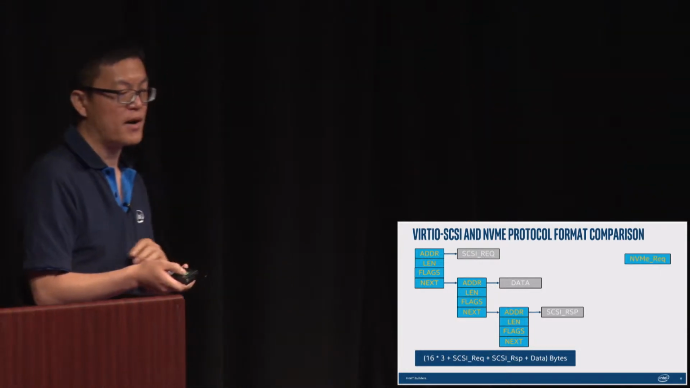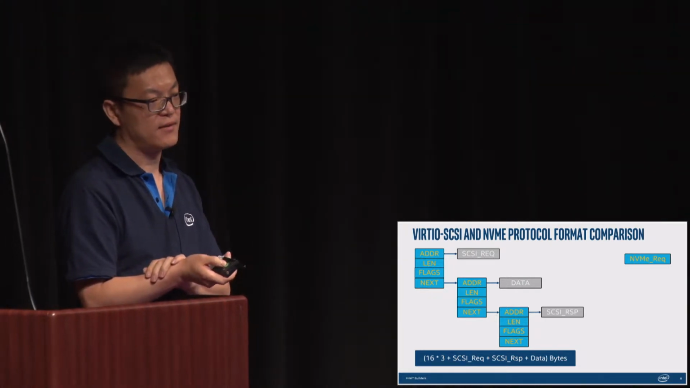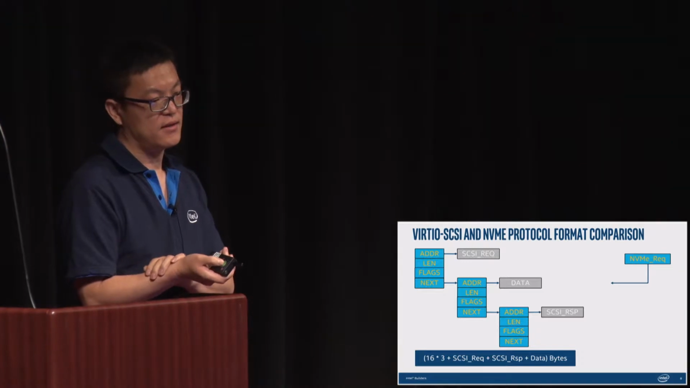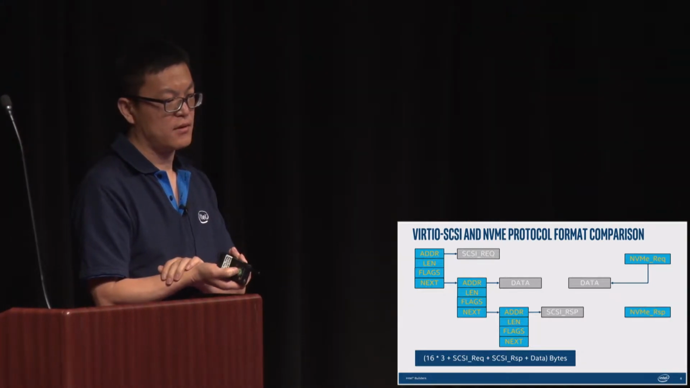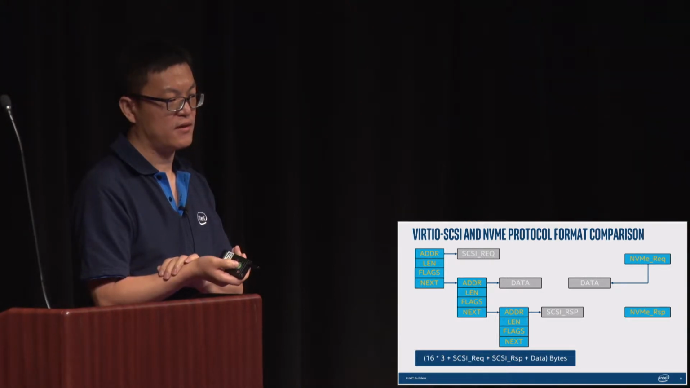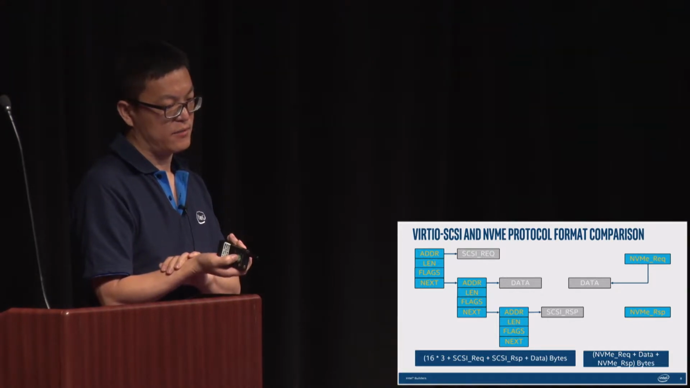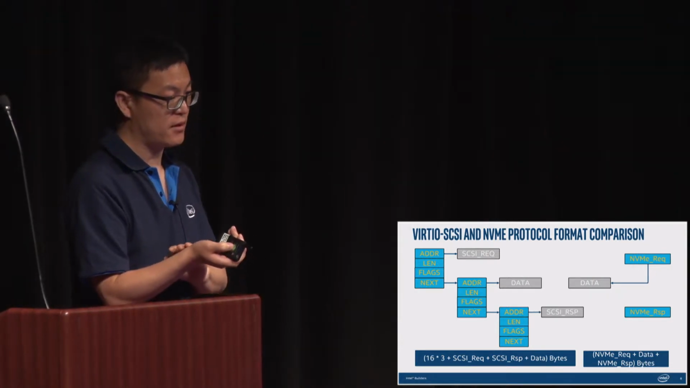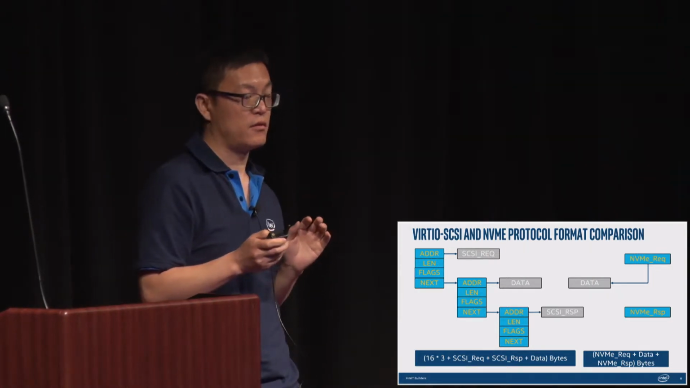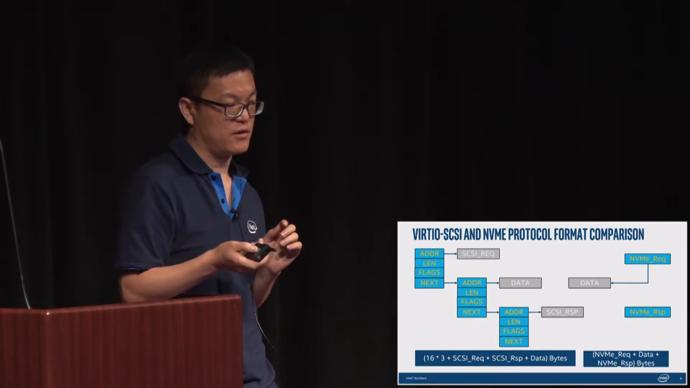For the NVMe part, an NVMe request has a fixed 64 bytes, and it has an internal field which can point to the data buffer. An NVMe response has a fixed 16 bytes. So for this request, it will occupy the NVMe request plus data plus response. From here, we can see that the NVMe protocol is at least more efficient than vhost-user.